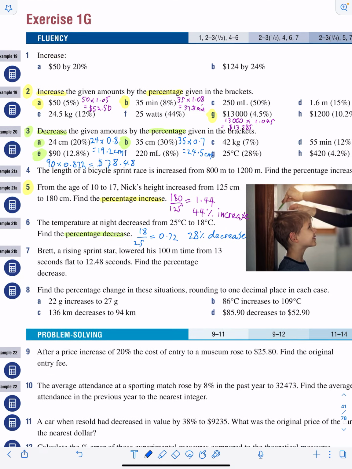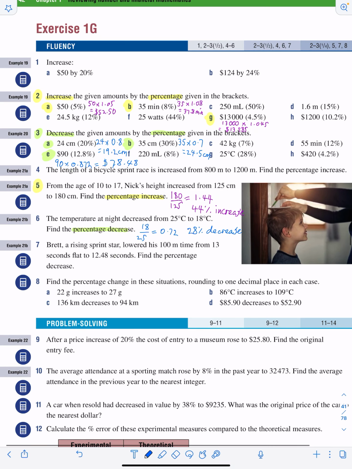So in the video so far, we've looked at percentage increase, where we times by a number greater than 1. And then we have a percentage decrease, where we times by a number less than 1.